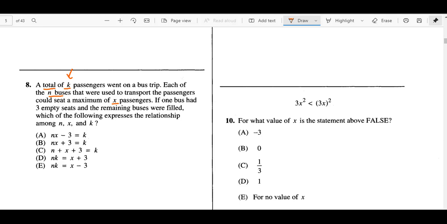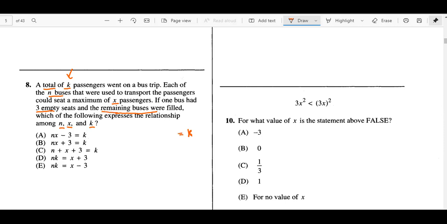If one bus had 3 empty seats and the remaining buses were filled, which of the following expresses the relationship among n, x, and k? Okay, all right. So the total number of passengers is k, right? And how are they settled into n buses? Let's look into that. If one bus had 3 empty seats, forget about this one bus, and the remaining buses were filled.